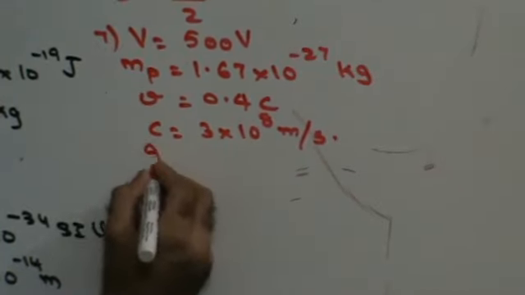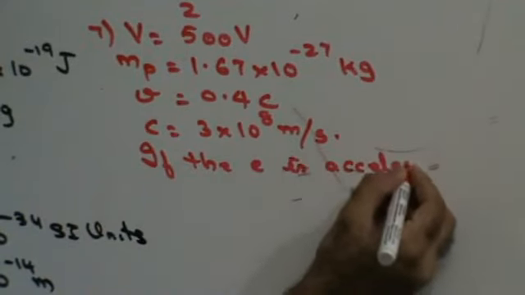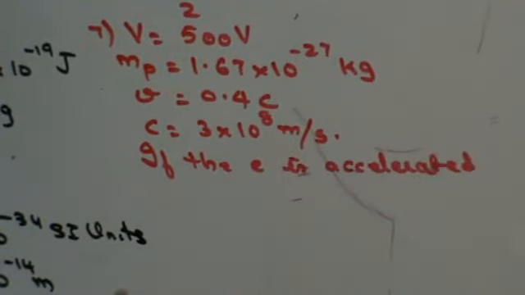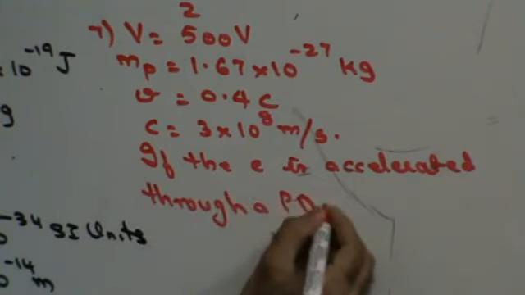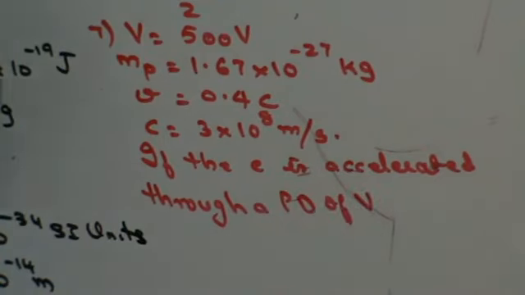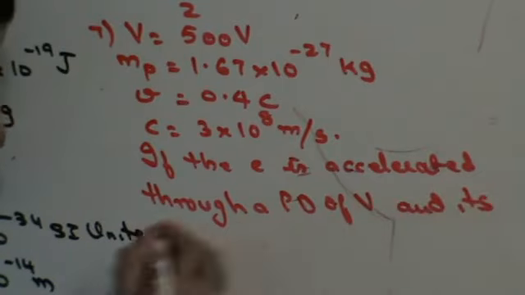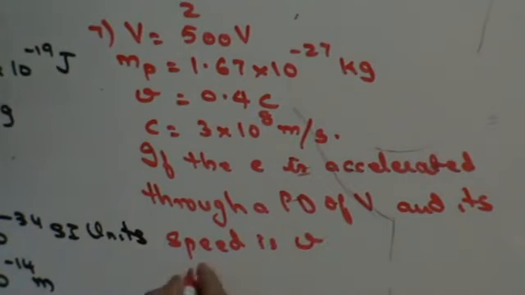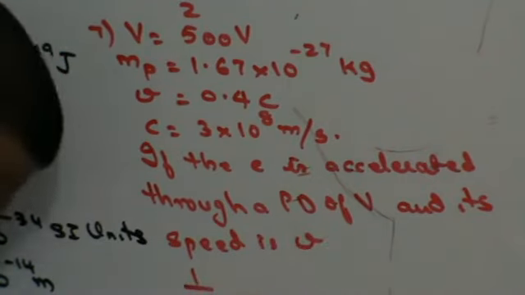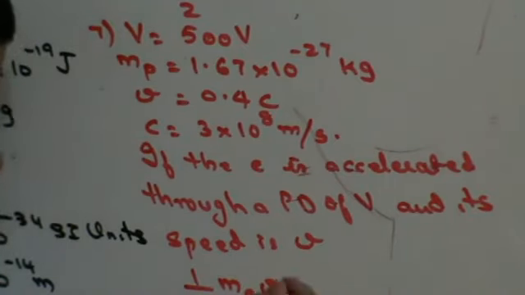Now, if the electron is accelerated through a potential difference of V, then its speed is small v, then I can say that kinetic energy, that is half mass of the electron into velocity square of the electron, should be equal to eV.